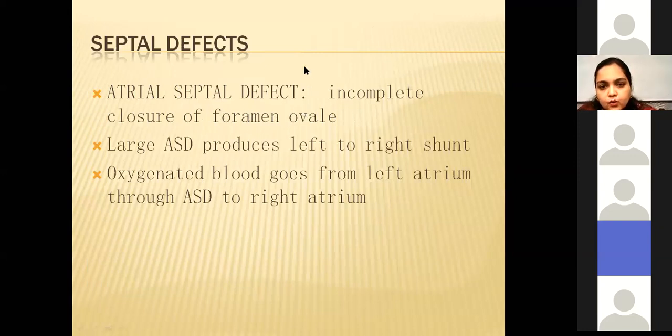to discuss, the fossa ovalis, is a depression in the interatrial septum normally present. If it is not closed, this is the remnant of the foramen ovale. If it does not close, it will create the atrial septal defect. A left to right shunt develops, and oxygenated blood goes from the left atrium through this atrial septal defect.